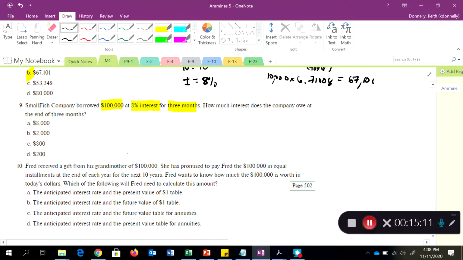Okay, so we looked at the interest equation, right? We said it was the principal times the interest rate times the number of months over 12 months. So in this case, it's going to be 100,000 that we borrowed times the 8% interest rate, and 3 months have passed over the 12 months. It's going to be $2,000.